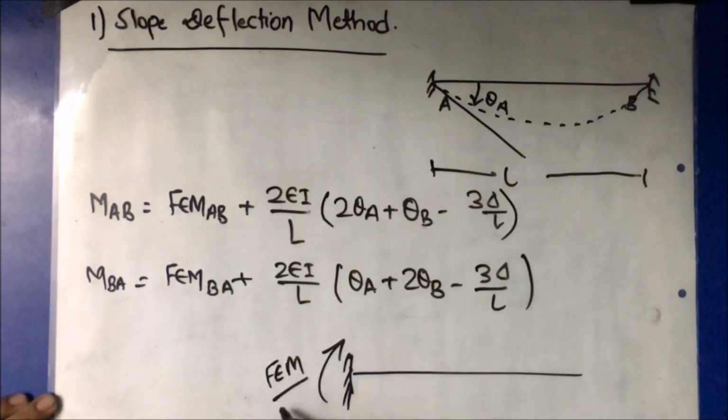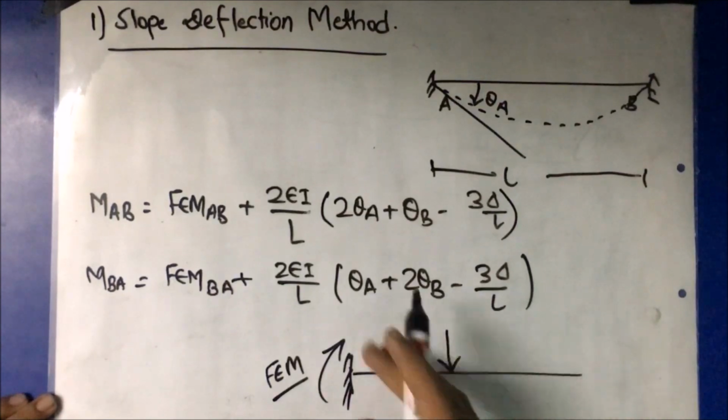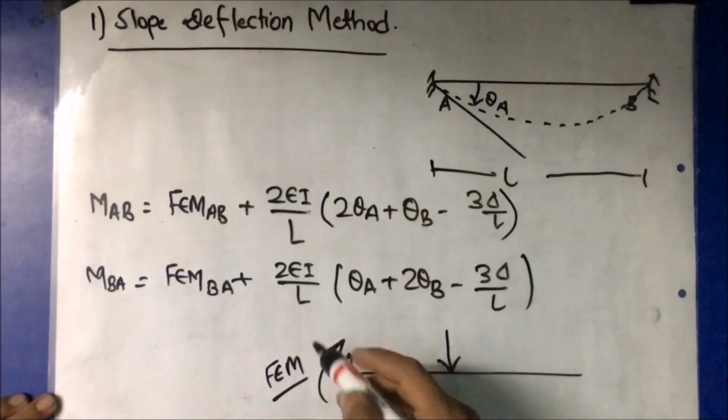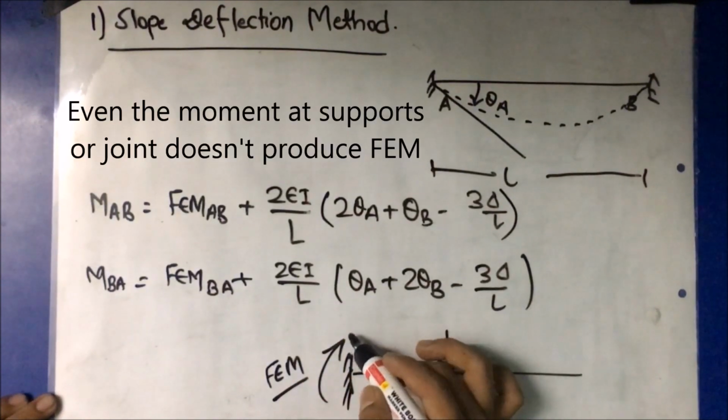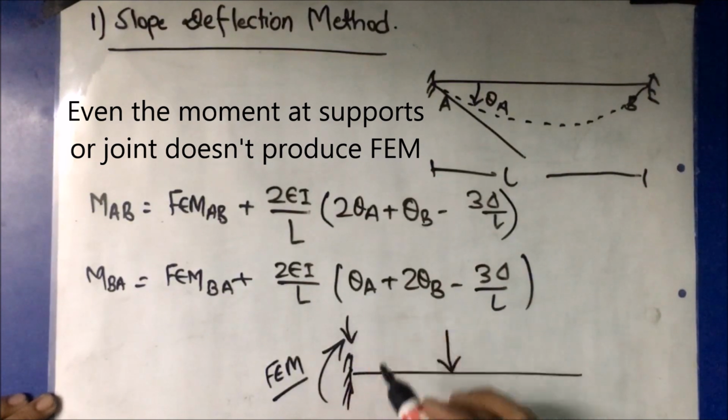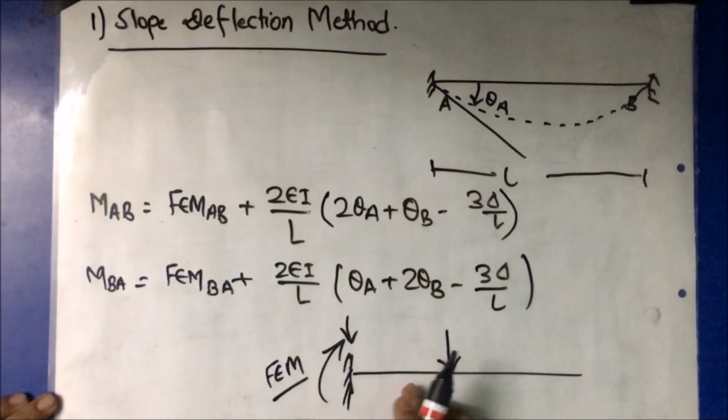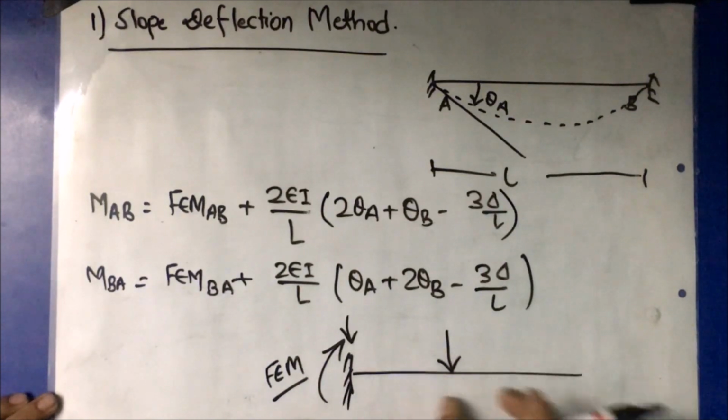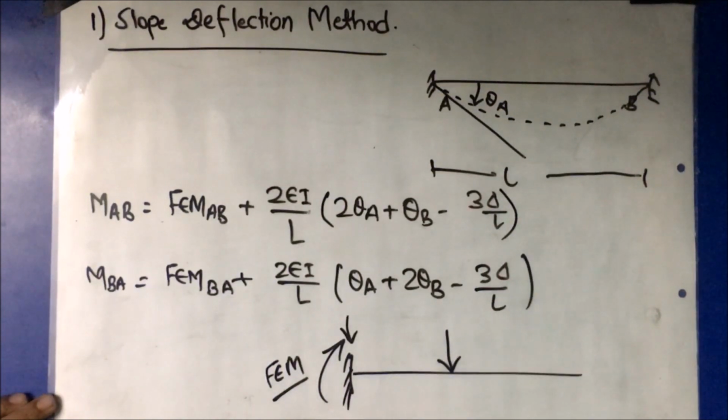It only occurs if there is a loading on the member, not at the joint. For example, if I have a loading over in this joint, then it doesn't cause fixed end moment. So it has to be on the member. Let's move into a numerical now.